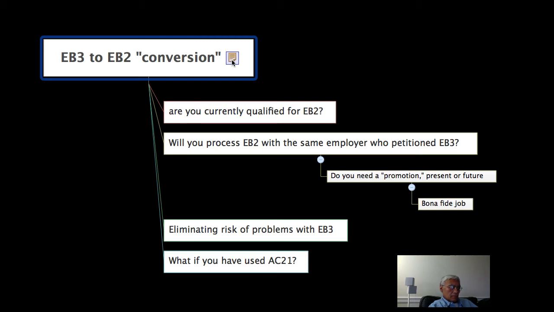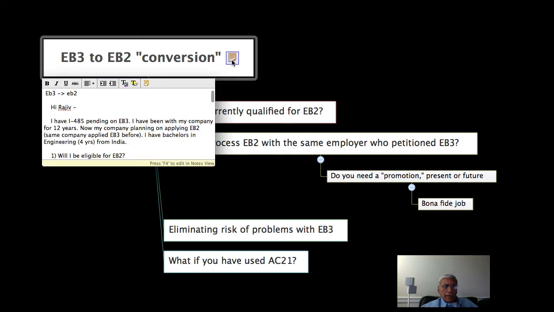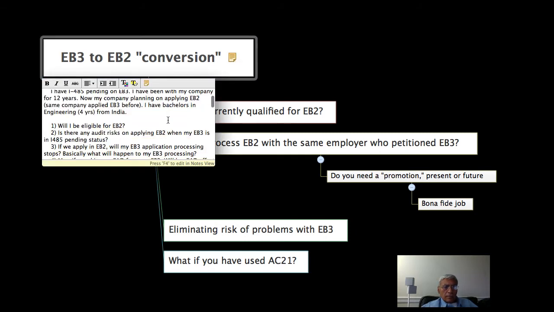Just a follow-up question on my questions list. Two clarifications on the audit risk. You mentioned that there won't be any audit risk for applying. Between a person who's filing EB2 in the IT industry without conversion and a person who's applying with conversion, there is no difference in audit risk.